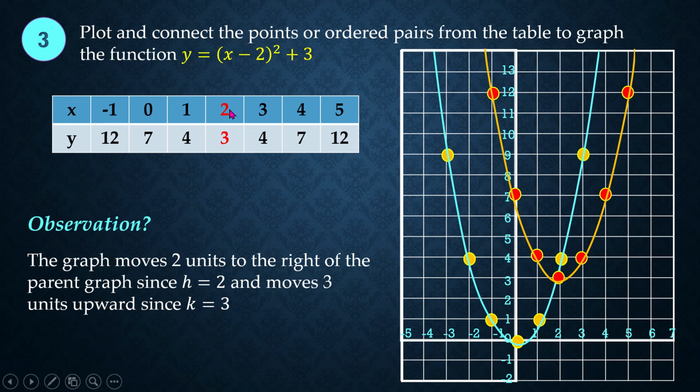Vertex is positive 2. Then it moves 3 units upward since k is positive 3. Plus 3, positive 3. So 2 units to the right and 3 units going up. So here its vertex is relocated. Then its graph spreads out.